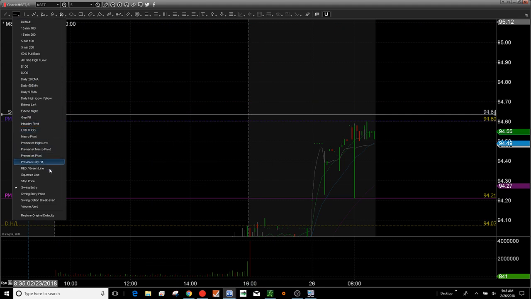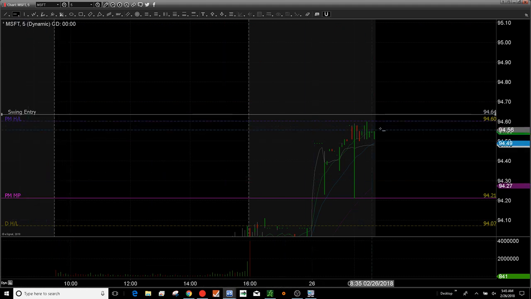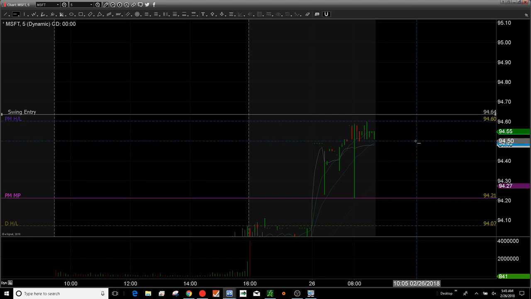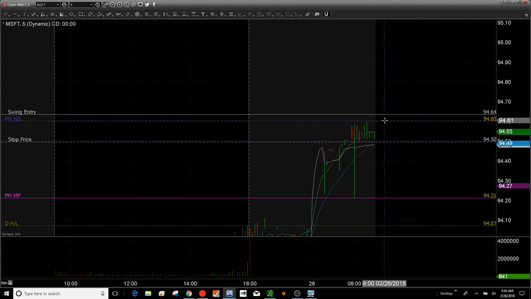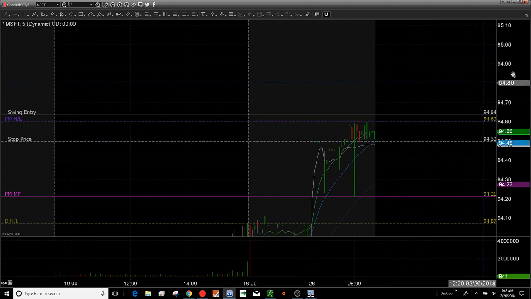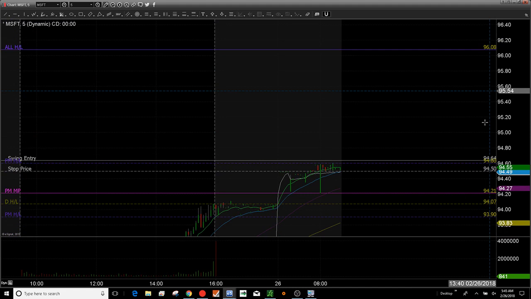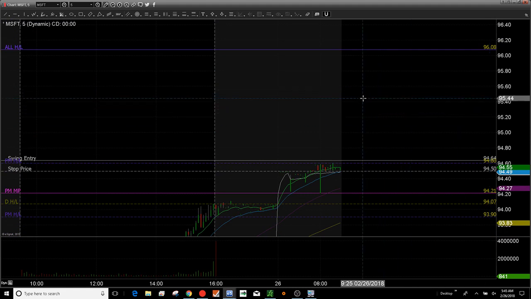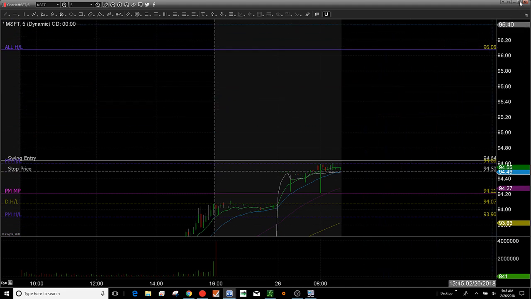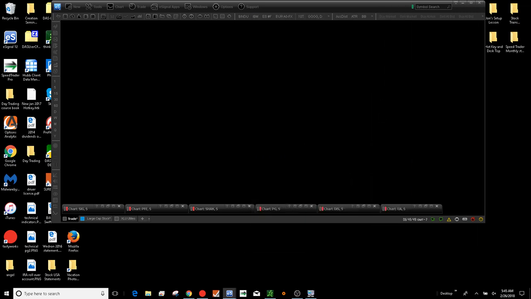My stop price will be, that's 64 cents. Maybe I'd like to risk 20 cents. So yeah, I can enter as this breaks out over here. My stop could be down here. That'd be a 14-cent stop for a $1.50 profit there. All right, that's a trade plan for that one.